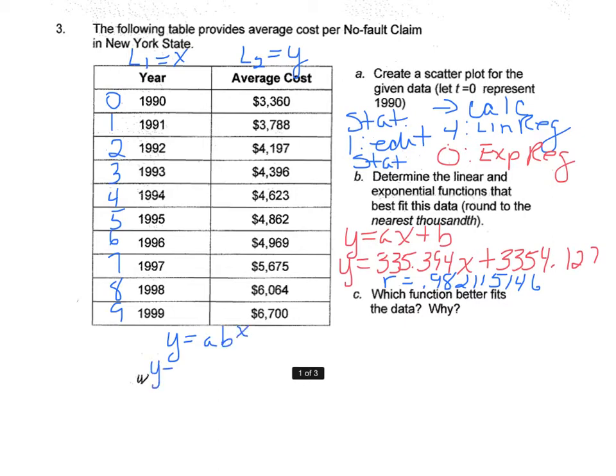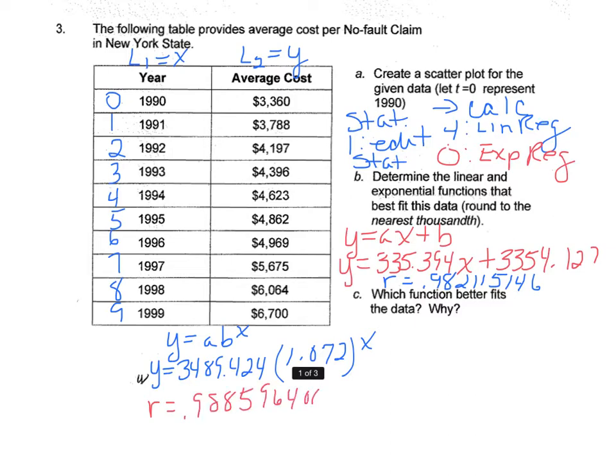So it's y equals 3489.424 times 1.072 raised to the x. Again, I'm finding my values off the calculator just like you are. All right, I'm going to put that one's correlation coefficient, which is my R value, down: 0.9885964003. By looking at both R values for the linear and the exponential, I should be able to answer question C, which is which function better fits the data.